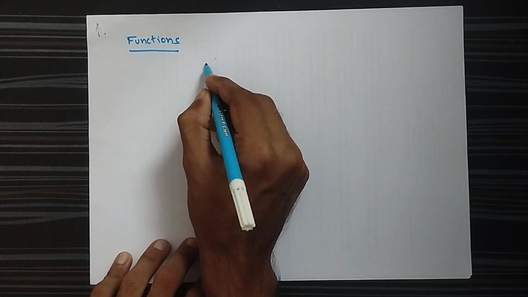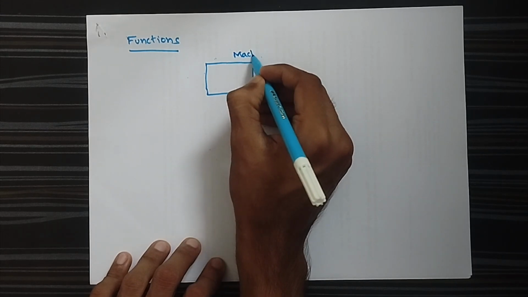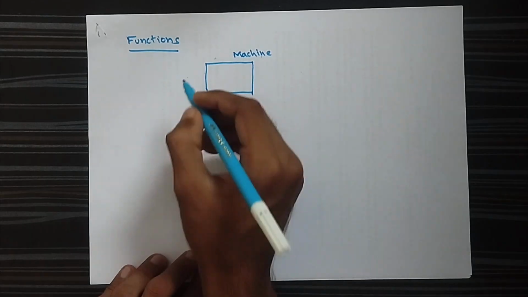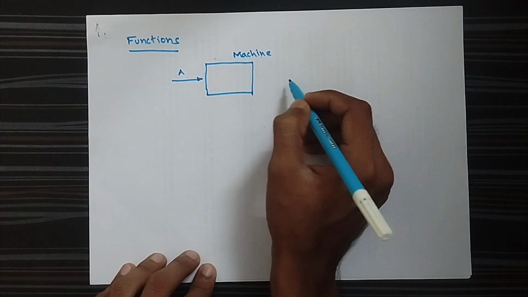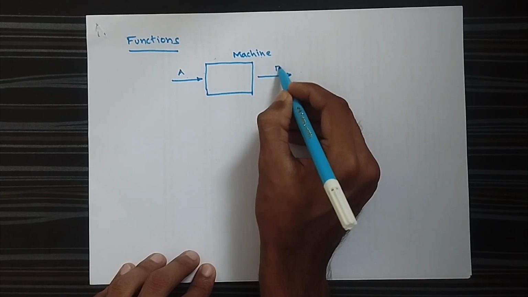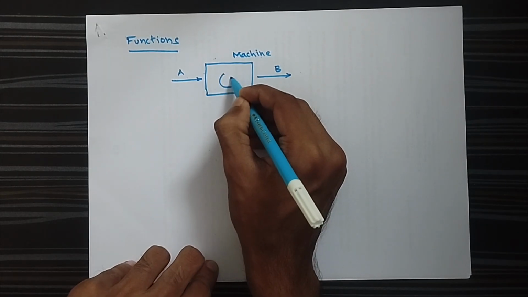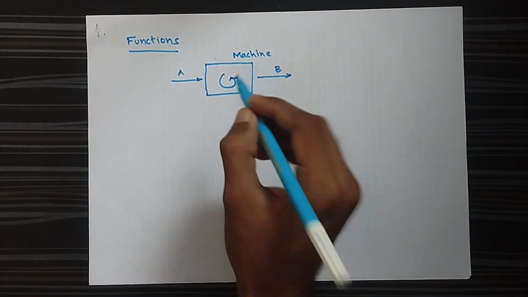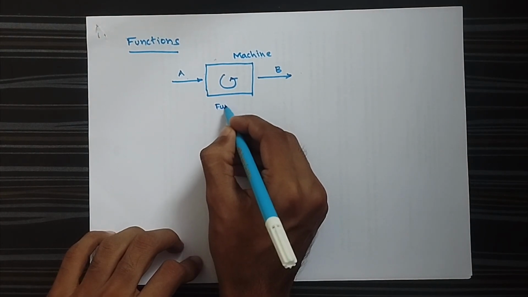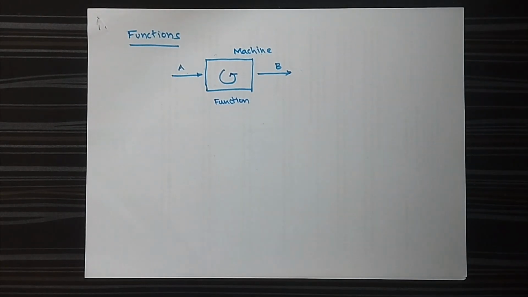I'll tell you. Suppose we have a machine. This can be any machine for now, but let's just generalize it to one machine. A machine is something that does something for us. So, this machine takes something A as input and gives out B as output. So if it has to convert A into B, there should be some process inside this machine that converts A into B. This process which the machine does is termed as a function. The function of a machine is the process by converting input A to output B.